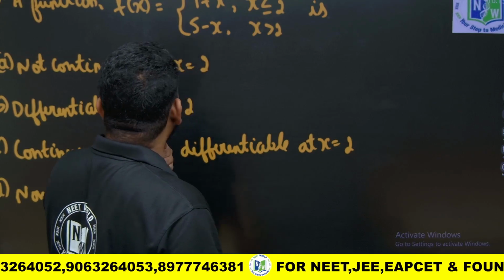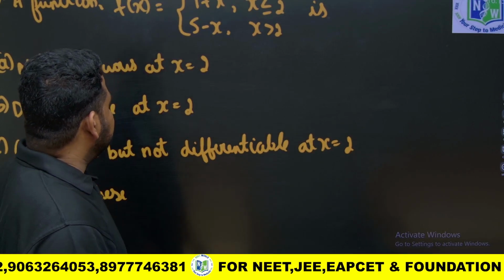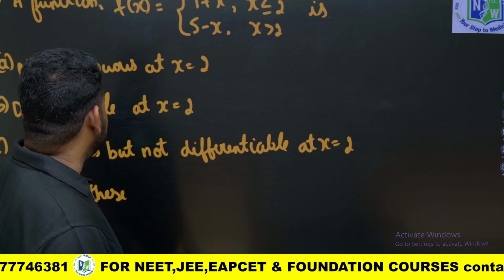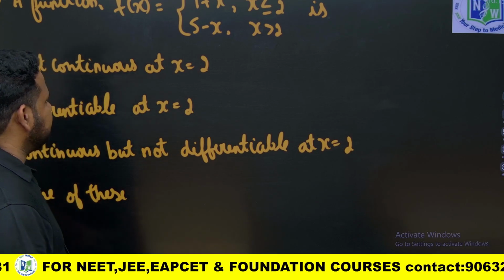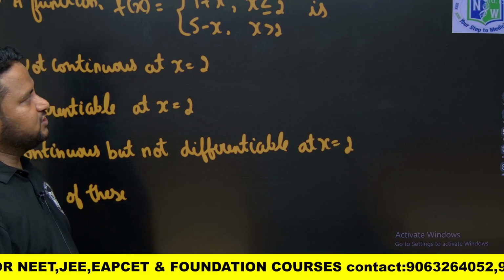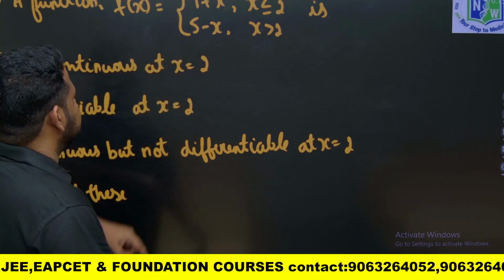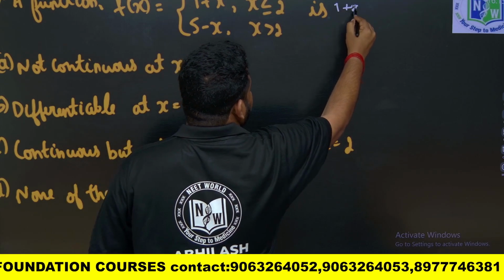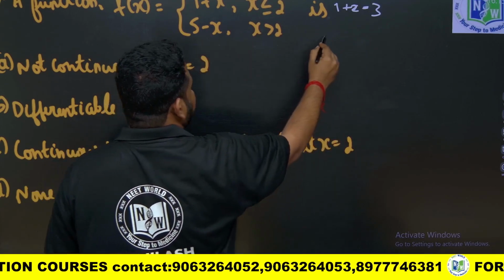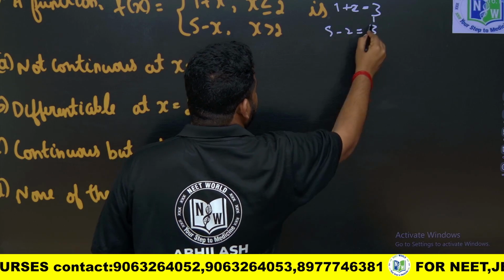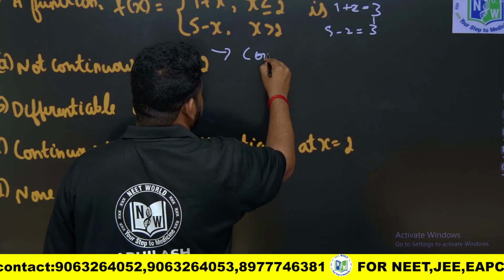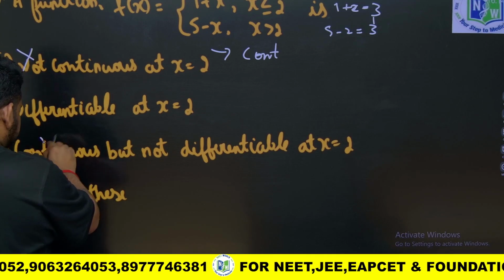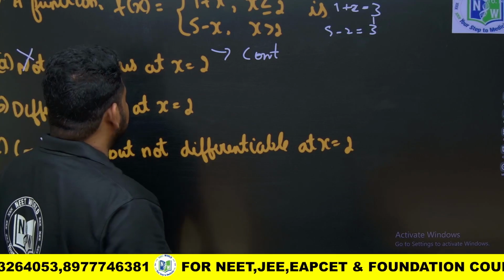Look at this. A function f of x is equal to 1 plus x for x less than or equal to 2, and 5 minus x for x greater than 2. Is it not continuous at x equal to 2, or differentiable at x equal to 2, whatever, let us see. To see if it is continuous or not, let us put x equal to 2 here. If I put x equal to 2 here, this becomes 1 plus 2, which is 3. If I put x equal to 2 here, 5 minus 2, this will be 3. So 3 is equal to 3, definitely the function is continuous. That means this option is wrong. So it is continuous, but let us see whether it is differentiable or not.